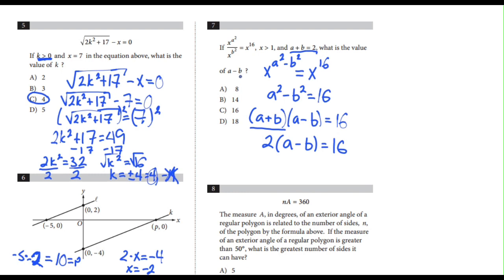Remember that the point of this question is to figure out what a minus b is, and we're one step away from it. All we have to do is divide each side by 2, and we'll get that a minus b equals 16 divided by 2, which is 8.